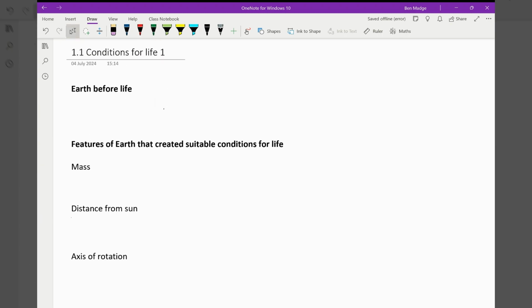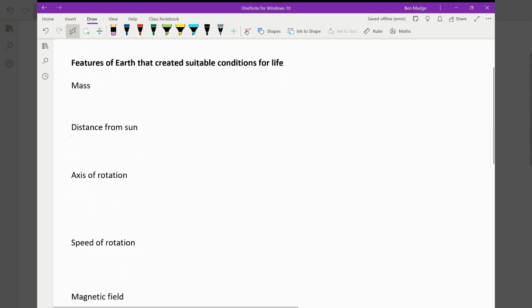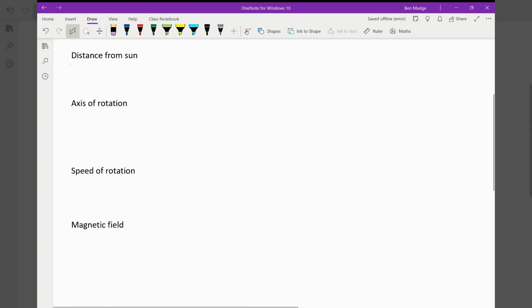So today we're looking at the conditions for life on Earth, and that's the first part of this. So today what we'll look at is the Earth before life, and then once we've done that, we're going to look at the features of Earth that made it suitable for life to become. So there's 5 of these that we need to know. There's the mass, there's the distance from the sun, axis of rotation, speed of rotation, and magnetic field.